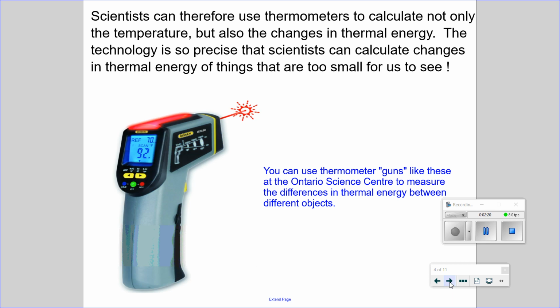Scientists can therefore use thermometers to calculate not only the temperature, but also the changes in thermal energy. The technology is so precise that scientists can calculate changes in thermal energy of things that are too small for us to see. We've actually been using these lately at school, but you can use thermometer guns like these at the Interior Science Center to measure the differences in thermal energy between different objects. So these do more than the thermometer guns that we've been using at school.